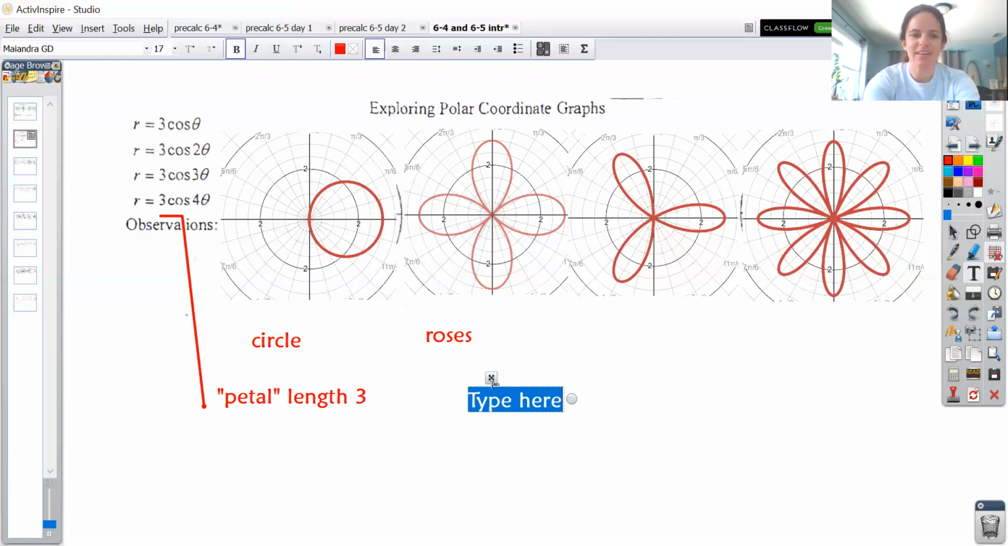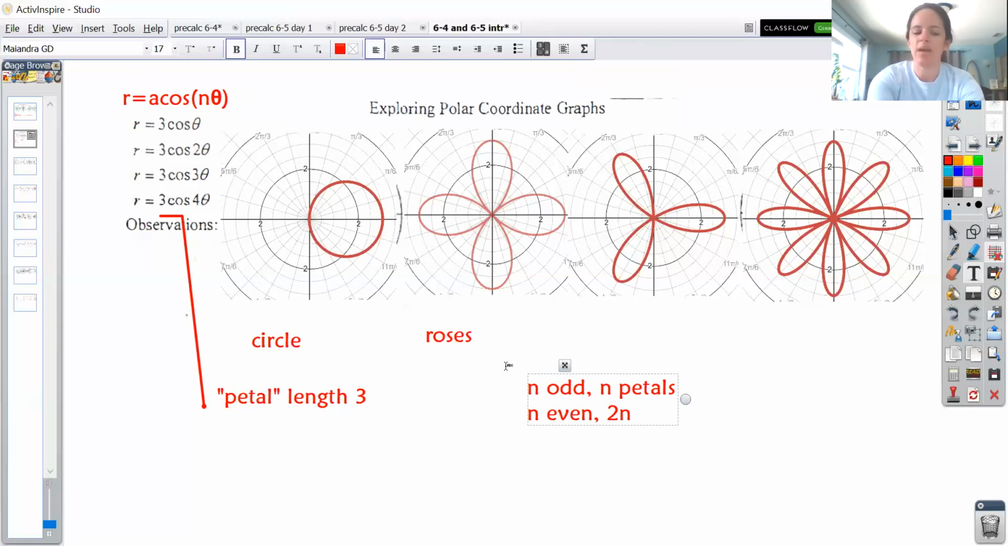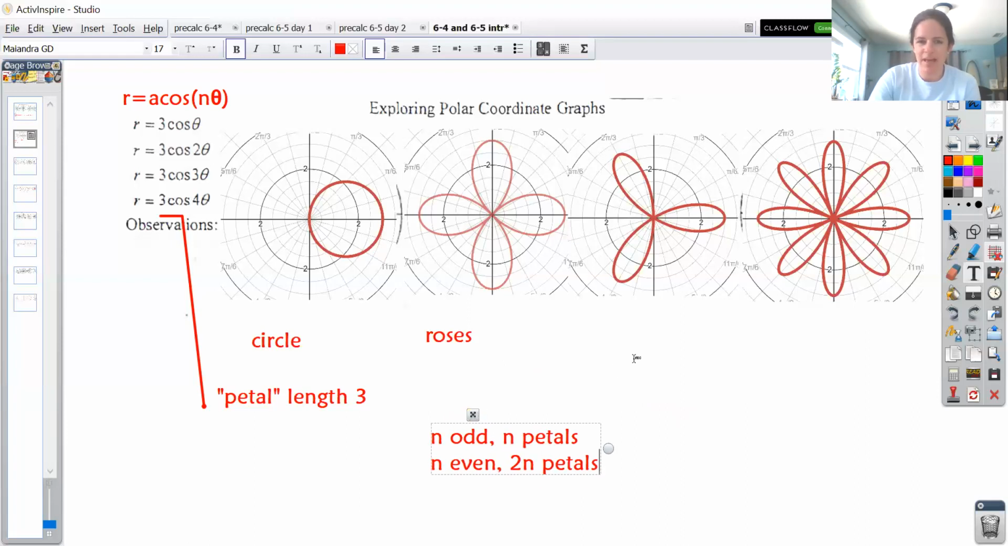Turns out, if we go ahead and give this a template form and we call this type of equation r equals a times the cosine of n theta, there you go, then we can start talking about, and you might want to write that on your worksheet as well, the number of petals. When n is odd, then there seem to be n petals. But when n is even, there seem to be 2n petals, right? Twice as many petals if that number was even. So there you go. Hopefully you came to some conclusion similar to that.